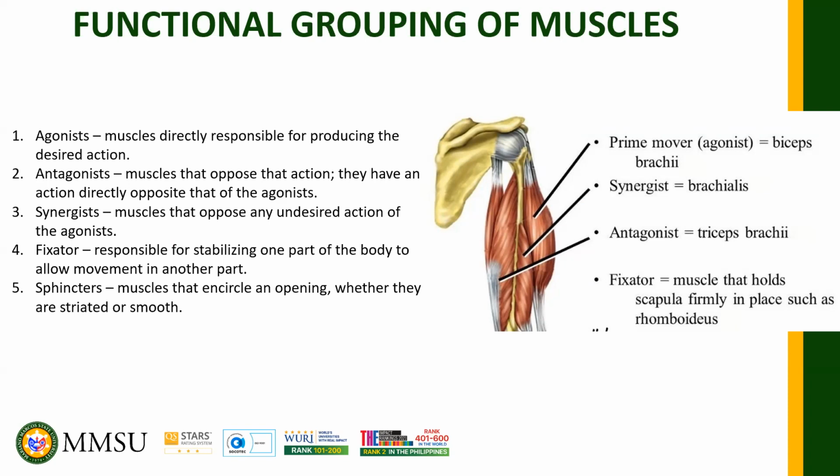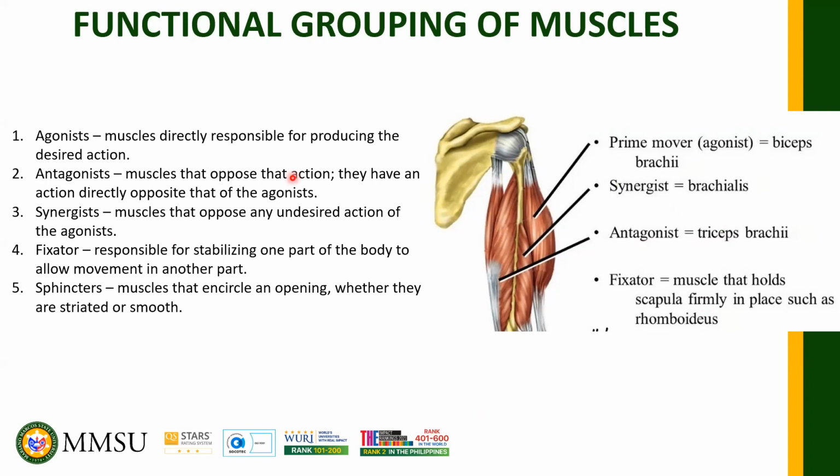So for example, yung triceps brachii, although dito is usually the antagonist, eto, we have the triceps brachii pala. So, eto is the antagonist muscle if the biceps brachii flexes the forearm. Okay? So that is an example of the antagonist.